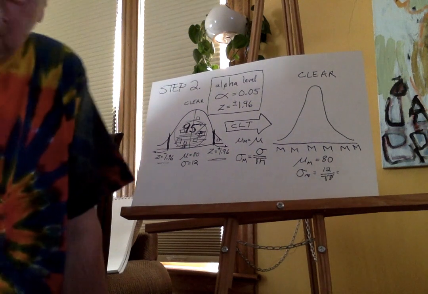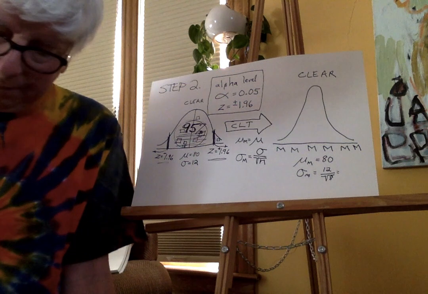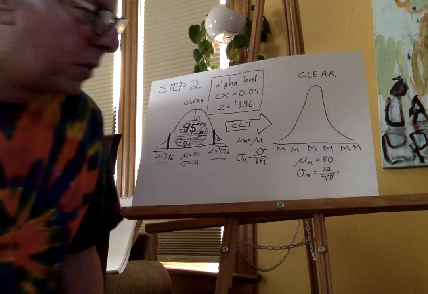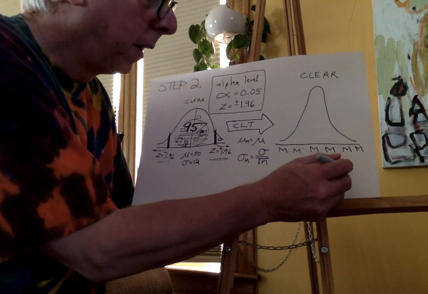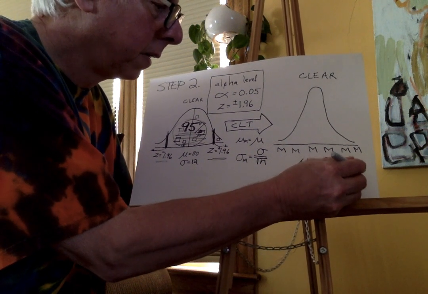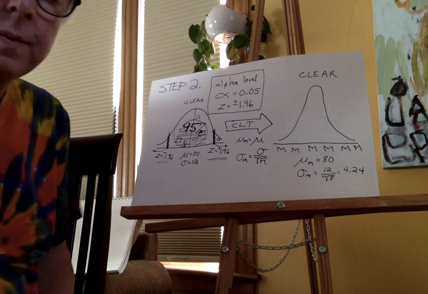12 divided by the square root of 8, and I did the calculations. Here they are right here. And so my standard error is going to be 4.24. Okay?